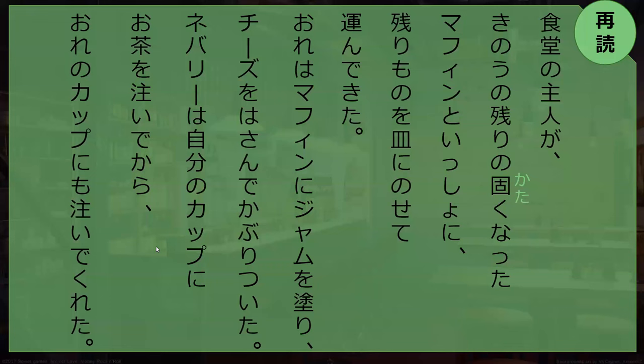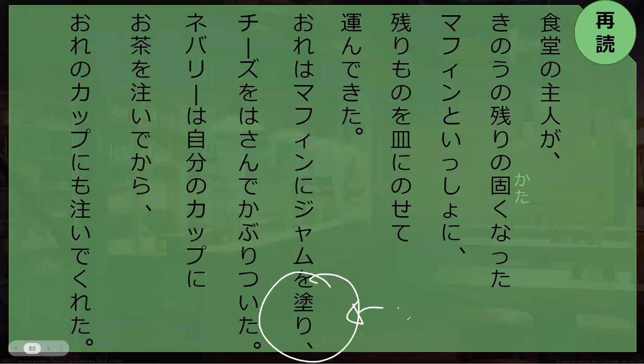Kapu. Try putting a little glottal stop in there. Kapu. Do you remember what the spreading word was? To paint. Nori. Good guess. It's just nuri. Nuru. Nuri.